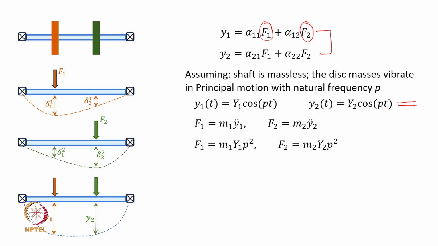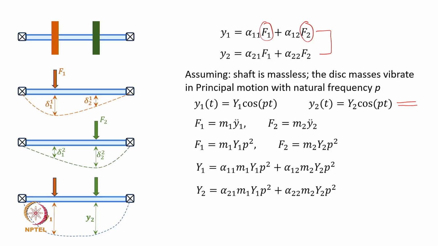So, y 1 will be alpha 1 1 m 1 capital Y 1 p square and so on. So, these expressions of y 1 and y 2 would now turn out to be as given here, if you substitute those expressions. So, the y 1 amplitude and y 2 amplitude is going to be a function of the influence coefficients, the properties of the system m 1 and p square, and that is how these two expressions are obtained. Now, you can work that out.